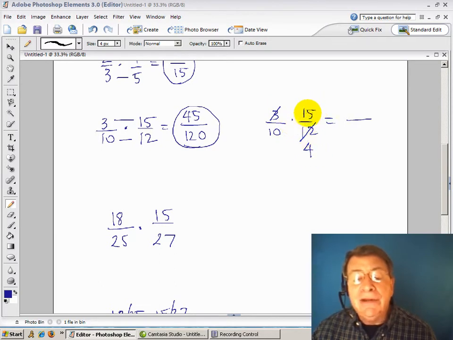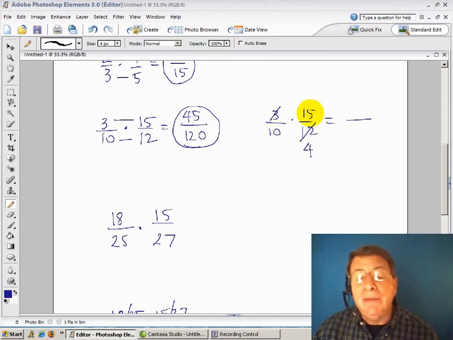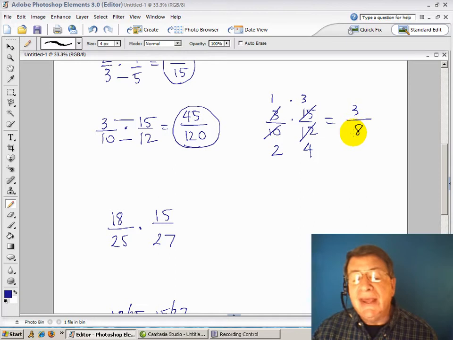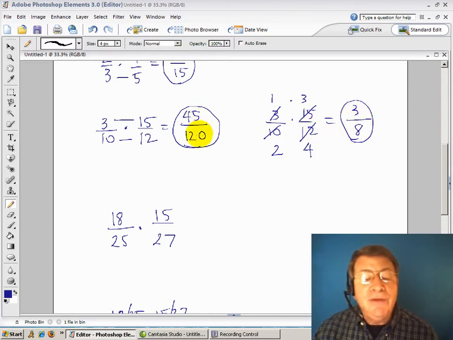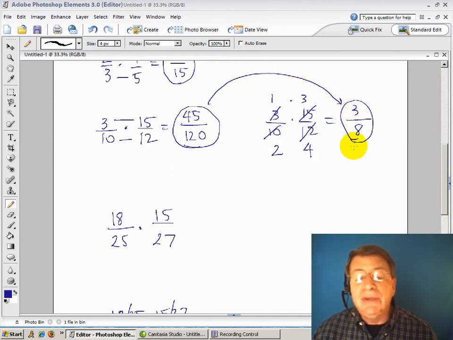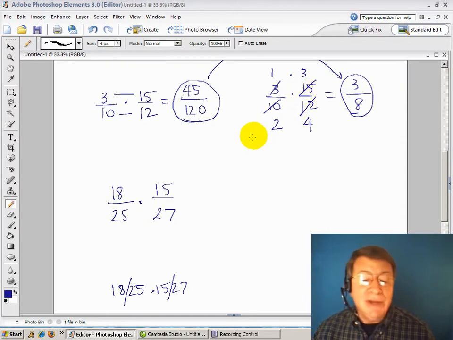And 15 on the top may not divide into 10 on the bottom, but we do know that 5 will go into 15 3 times on the top, and 5 will go into 10 twice on the bottom. So we have a 1 times 3, which is 3 on the top, and 2 times 4, which is 8 on the bottom. If we looked at 45 and 120, we will notice that when we reduce, it will also become 3/8. So you have a choice of either waiting until it becomes horribly large and nasty, or kind of beating them up before they get to be monster-like.